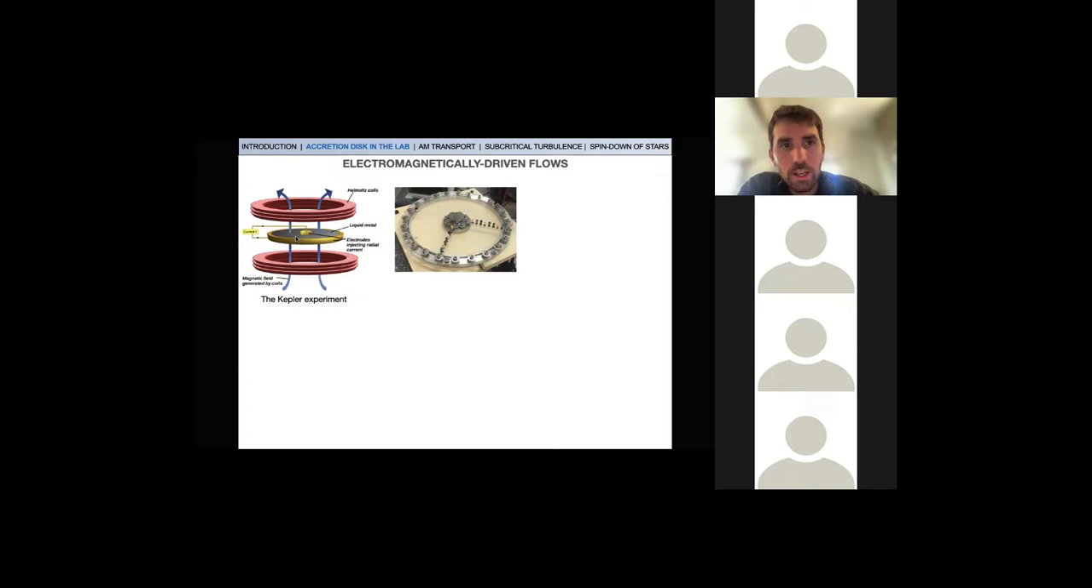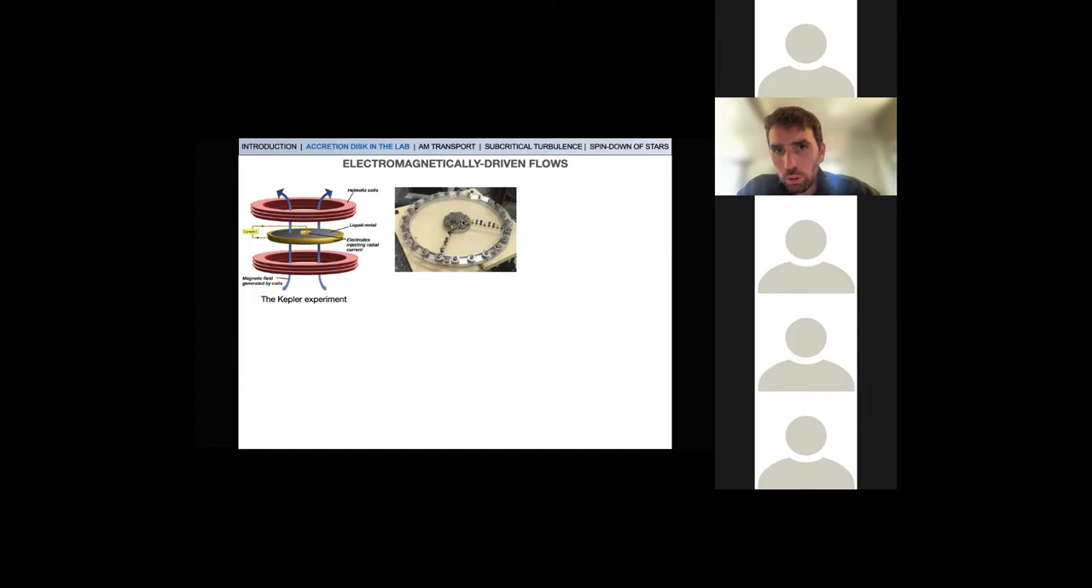which has a fluid, a liquid metal, confined between two concentric cylinders, like in Taylor-Couette systems. This is a picture of the experiment. As you can see, there is an inner cylinder and an outer cylinder here. And of course, we don't want to rotate these boundaries. So these boundaries are not rotating.